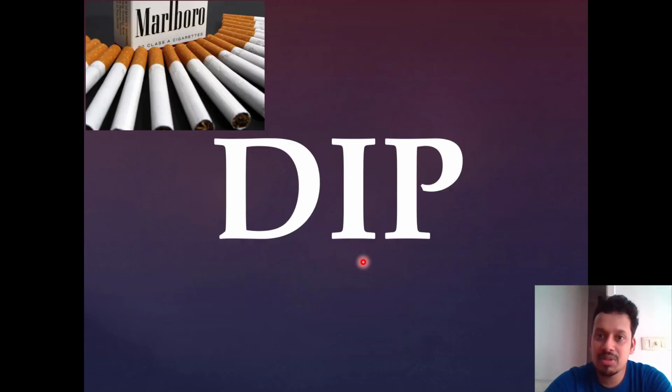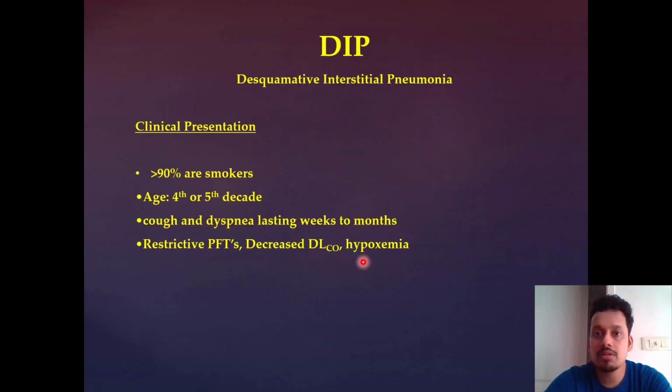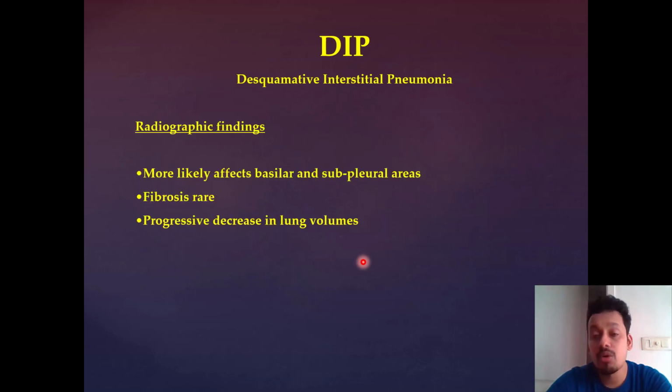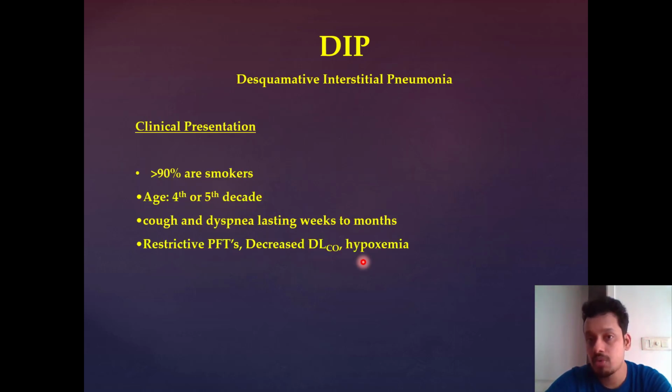And to easily remember DIP, you just remember that all these ground glass opacities are of a more prominent pattern in DIP. Here also most patients are smokers. The pulmonary function test predictably causes restriction, although because the patient is a smoker, there can be obstruction also in some patients with DIP.